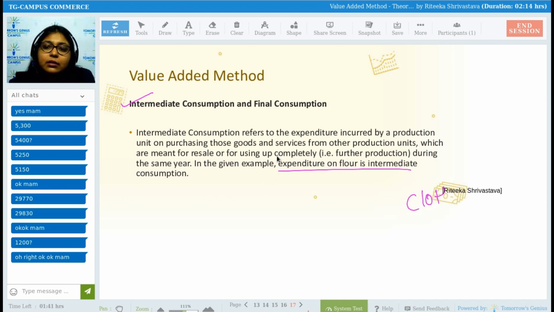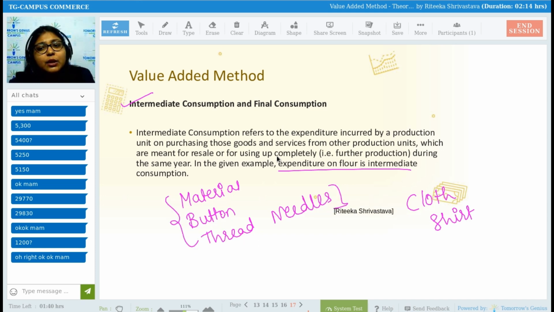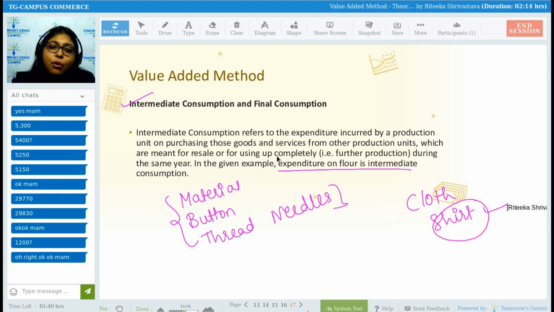So suppose you are manufacturing a shirt. You need materials, you need buttons, you need thread, tissue, you need needles. So you need different things. All of these things will be called intermediate consumption. All those things which are used for the production of a good are called intermediate consumption. So the final good is a shirt, and all of these things are the intermediate consumption.